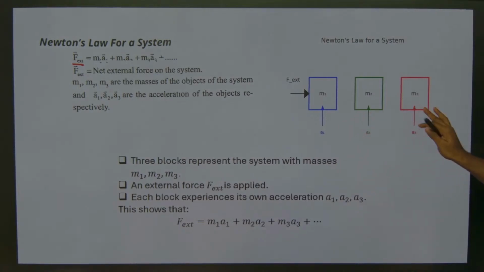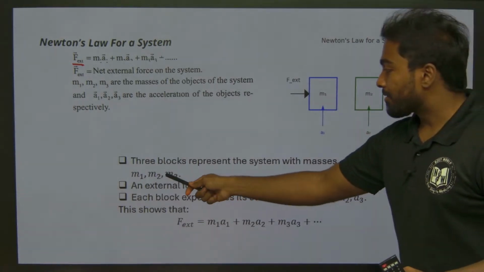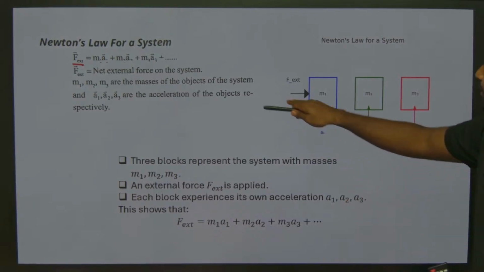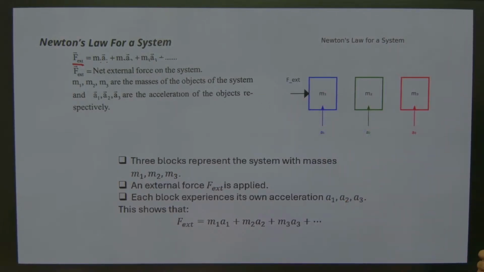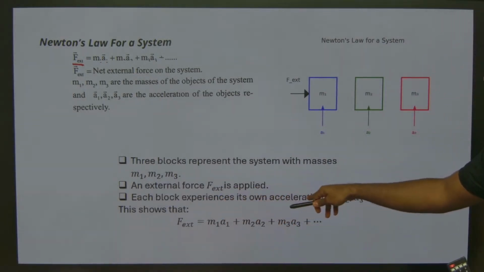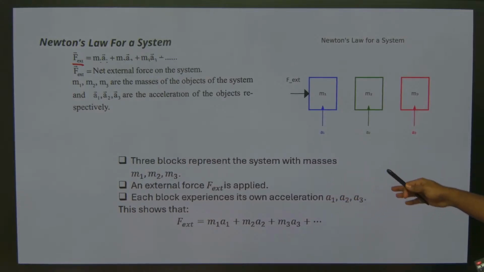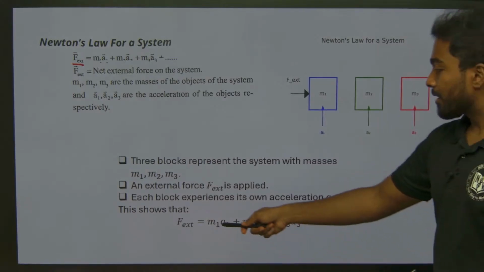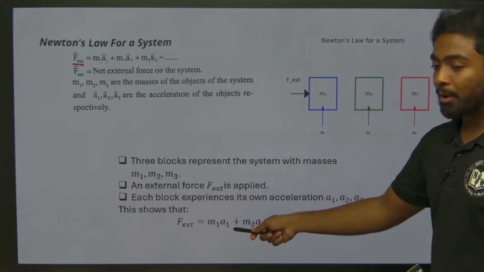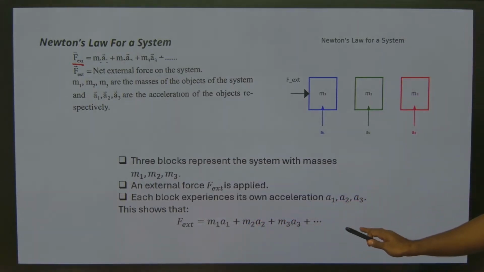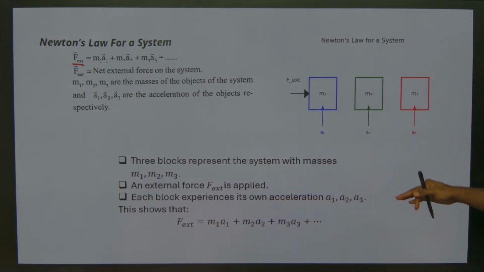So suppose I consider 3 blocks having masses m1, m2, m3. Suppose an external force is acting over here. So each block experiences its own acceleration a1, a2, a3, which means F external will be equal to m1 a1 plus m2 a2 plus m3 a3. If any other blocks are added over there, again I'll add to the equation. This is the thing we have seen in the last slide. Take it.